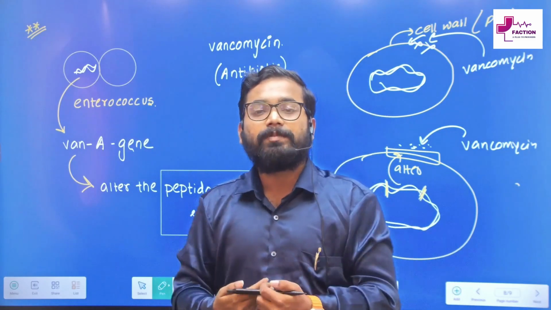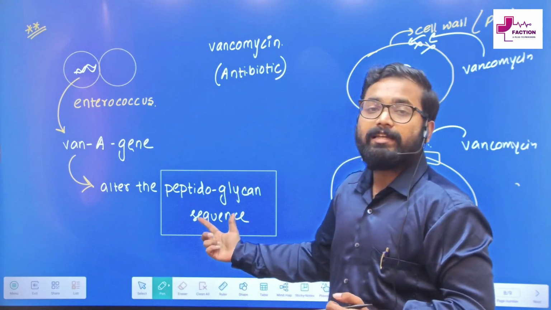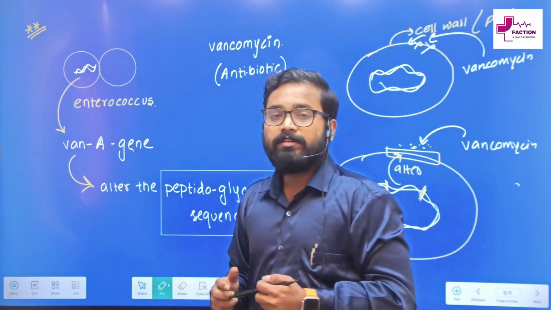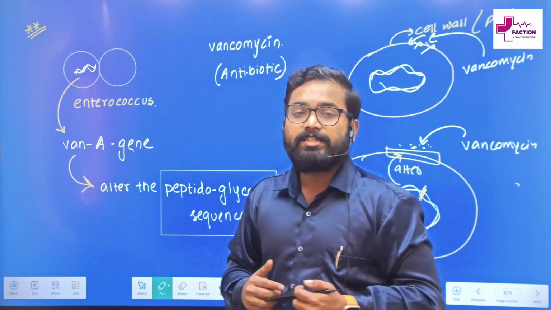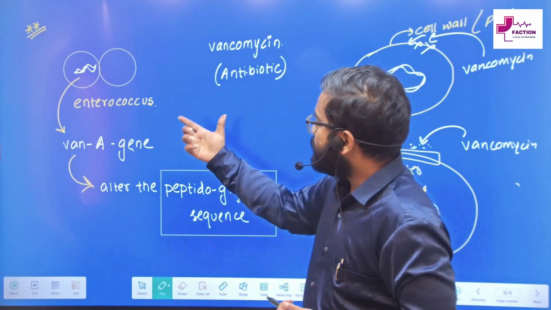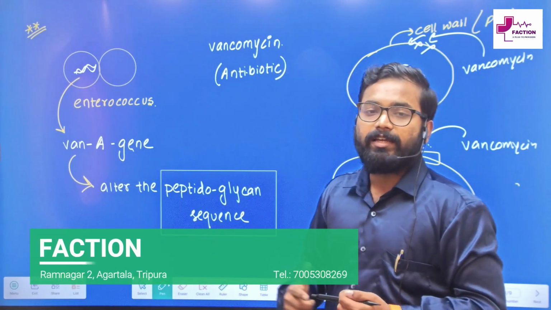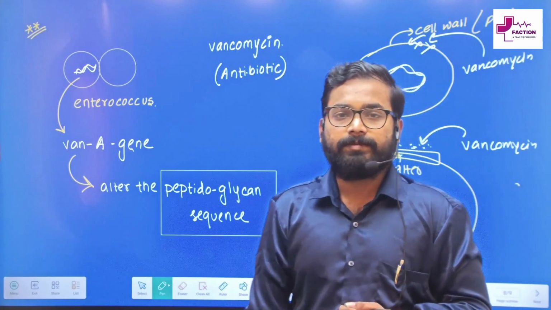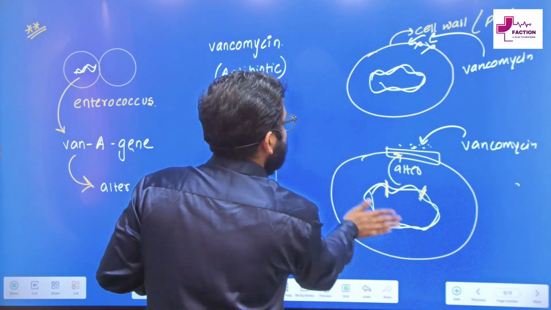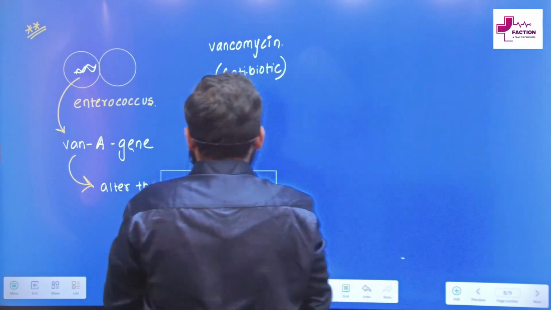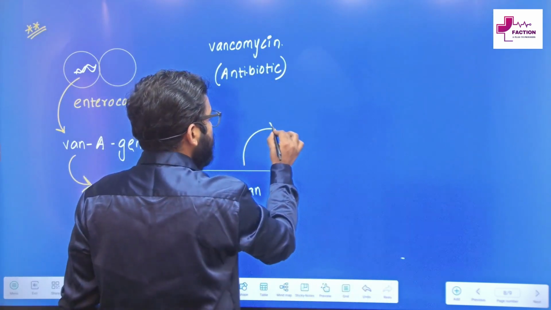How does it develop resistance? By altering the peptidoglycan sequence. Why does the peptidoglycan sequence alter? Due to this VAN A gene. What is actually a VAN A gene? This is a transposable element. Due to transposition, this VAN A gene changes the peptidoglycan sequence, because of which vancomycin cannot identify the peptidoglycan part. Clear?